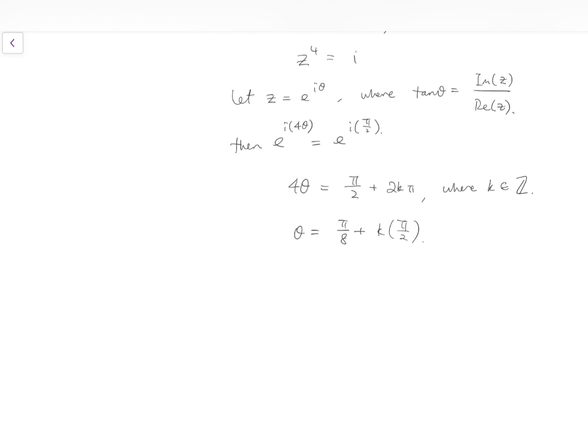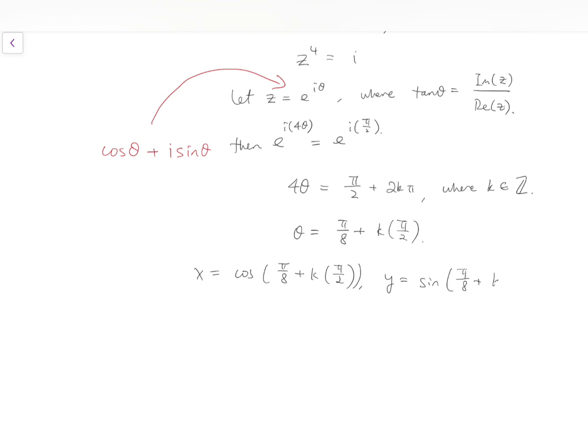And this means that by looking at the polar form of z, which can also be written as cos theta plus i times sine theta, then we will have x equals cos theta, which is pi over 8 plus a multiple of pi over 2, and at the same time y has to be sine of pi over 8 plus the same multiple of pi over 2.